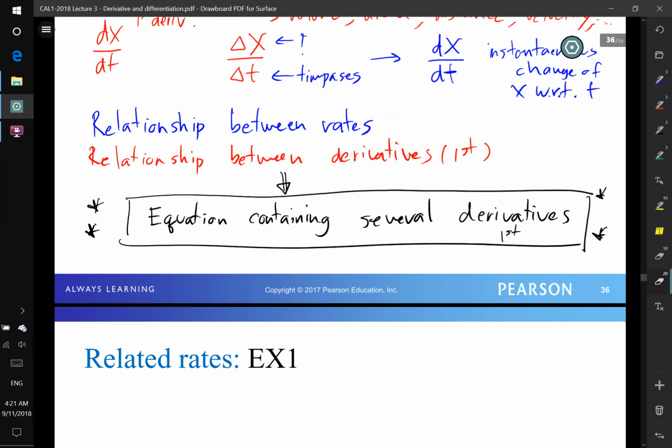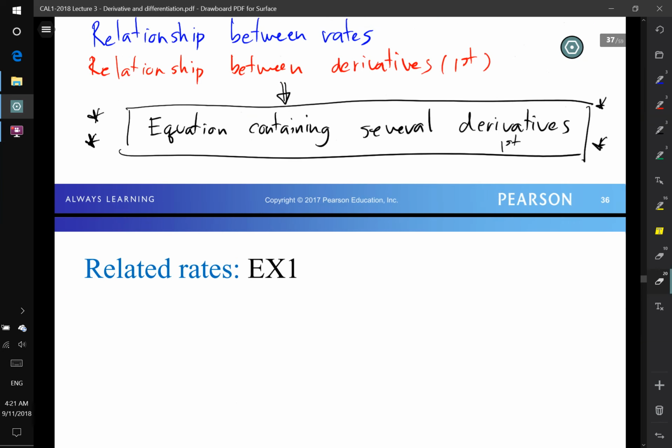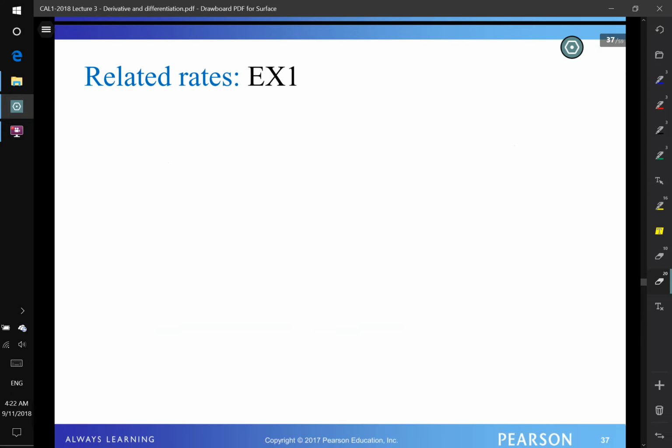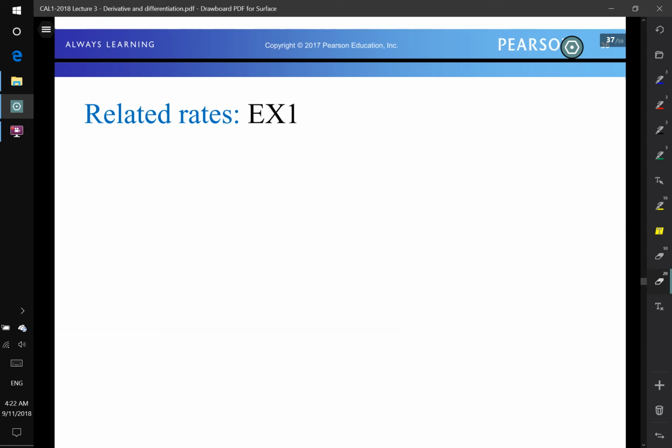From the previous slide, we have established that related rates is equivalent to having an equation that contains several derivatives. So we are going to use an example to illustrate this idea. But before that, I would like to put this main idea at the top of this next slide. So we have this idea of related rates.